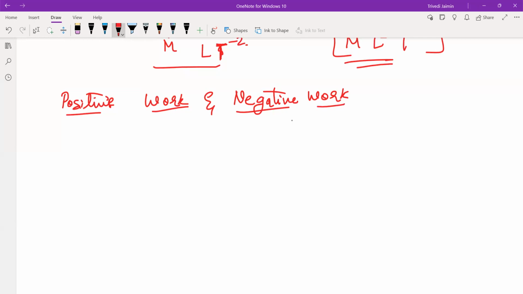So work done is negative only when either F is positive and S is negative, or F is negative and S is positive. Either of these cases. Let's see those. Suppose I go with the work done formula: W equals F cos theta S. When theta is 0, what will happen?